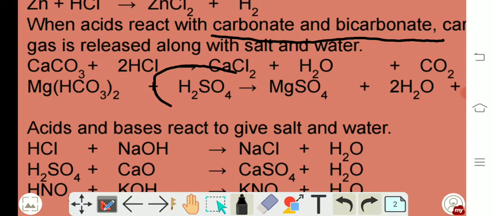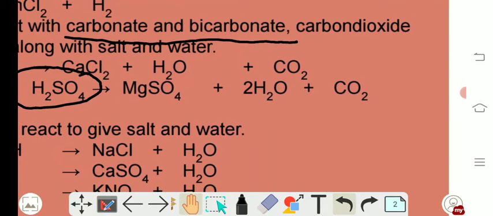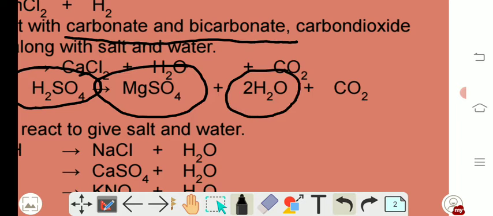See here, sulfuric acid, H2SO4. When sulfuric acid reacts with magnesium bicarbonate, this is your magnesium bicarbonate, what is obtained here? Magnesium sulfate, this is your magnesium sulfate, MgSO4, water and carbon dioxide gas are obtained.